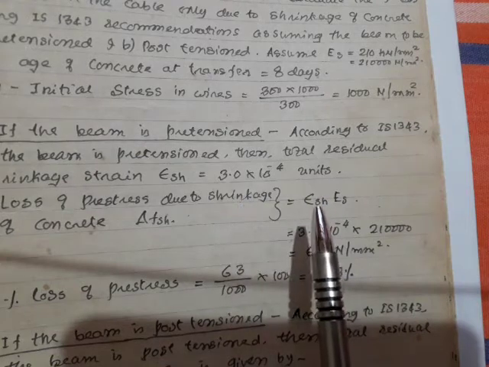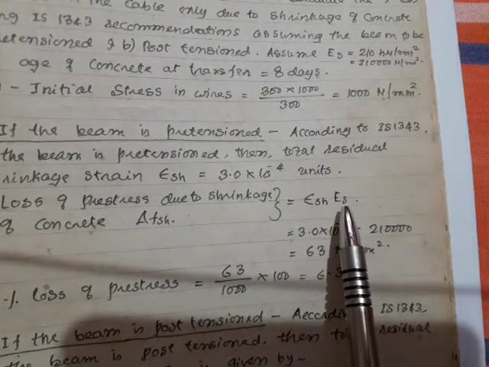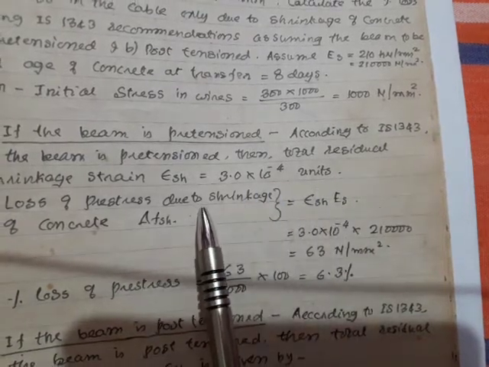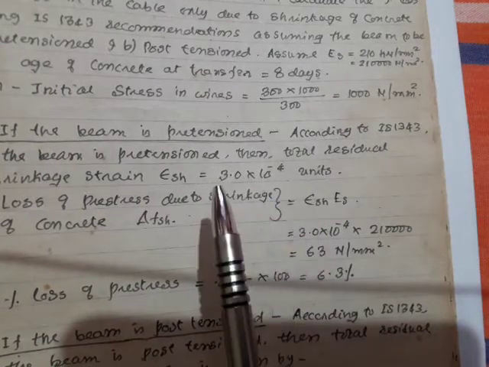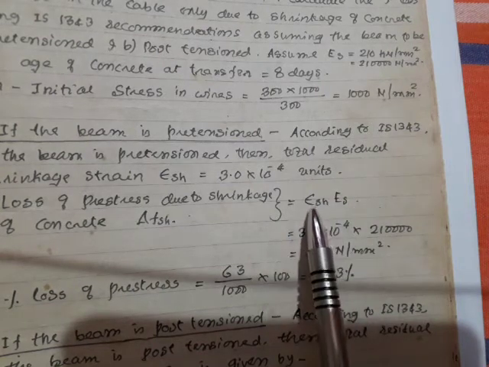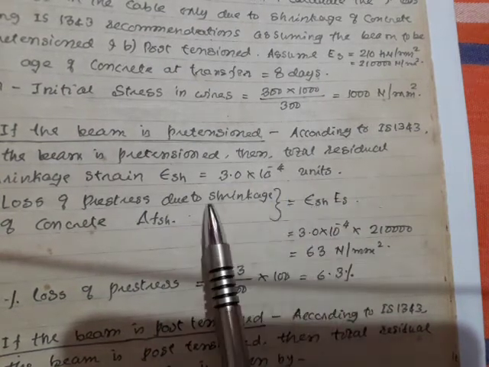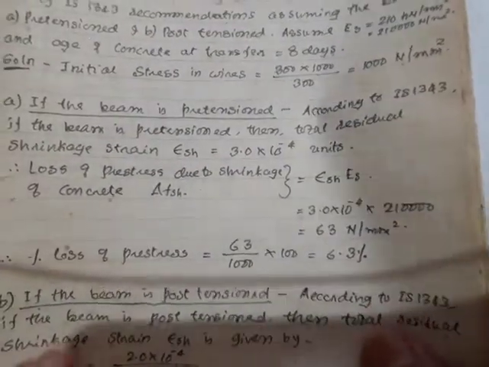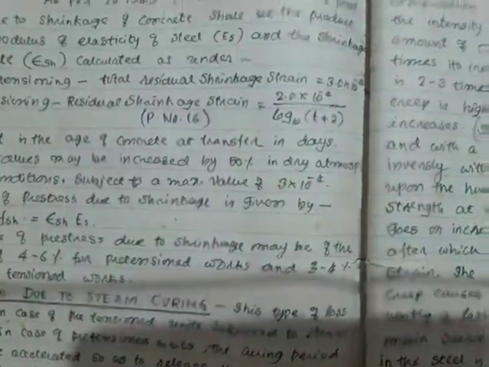Again it is strain into Young's modulus of steel. Strain into Young's modulus will give me the stress, because again it is Hooke's law: stress by strain is equal to Young's modulus. So if you cross multiply, Young's modulus into strain will give me the stress. By using this simple equation, I can easily calculate these things. You need not remember this equation, and you need not remember these values also.